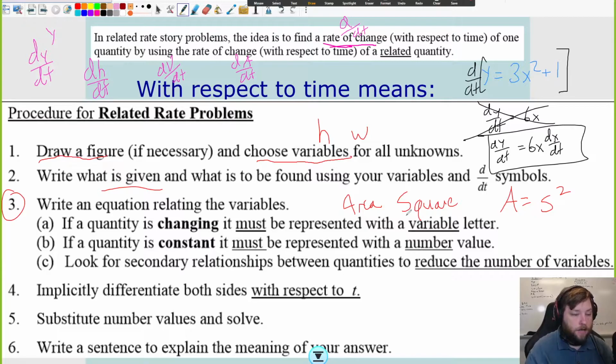Then the area, and then the sides of the square should also be bigger. If a quantity is constant, you can just put the number right in. So sometimes you have problems like, I have 500 feet of fence and I need to make a rectangle shape that has the greatest area.